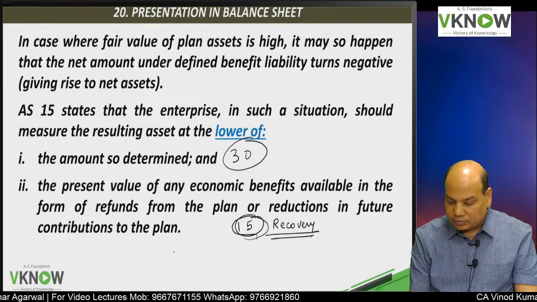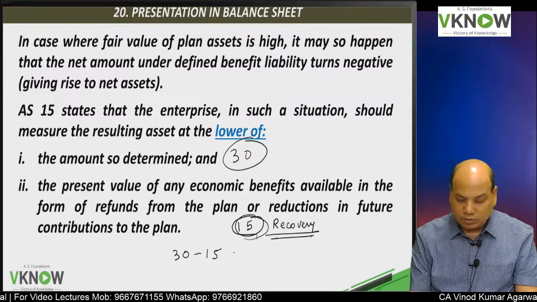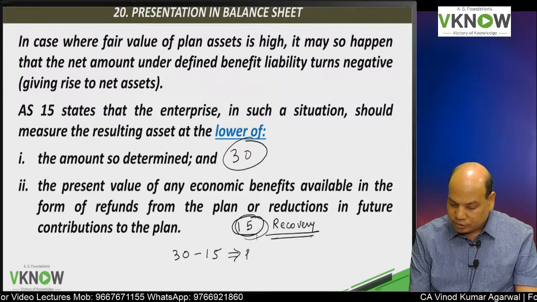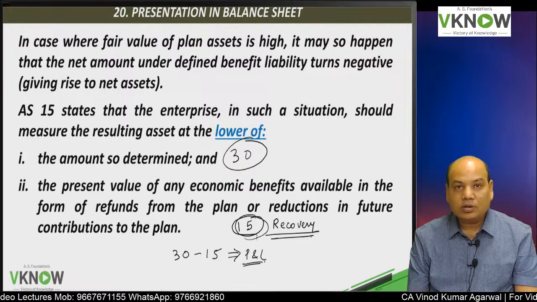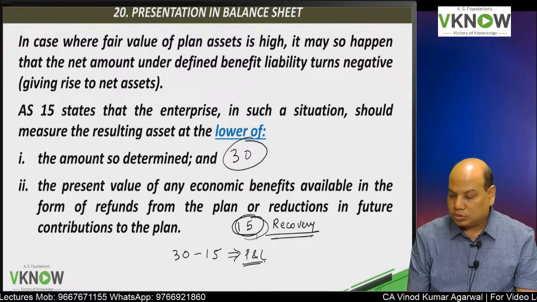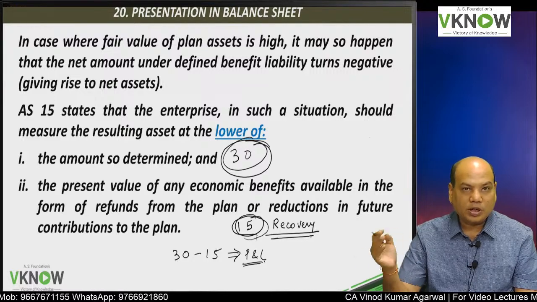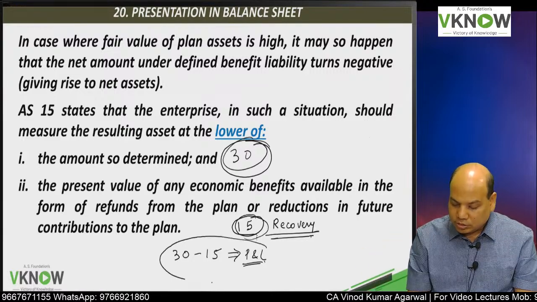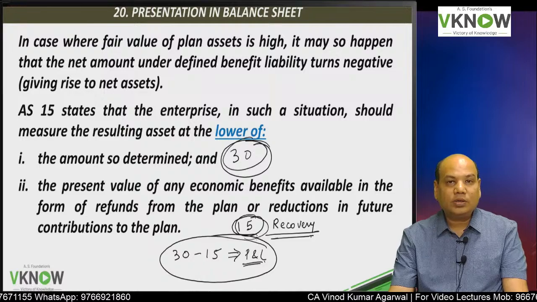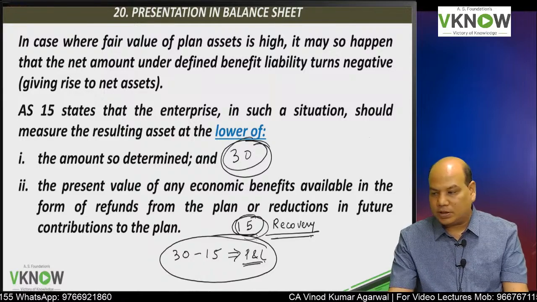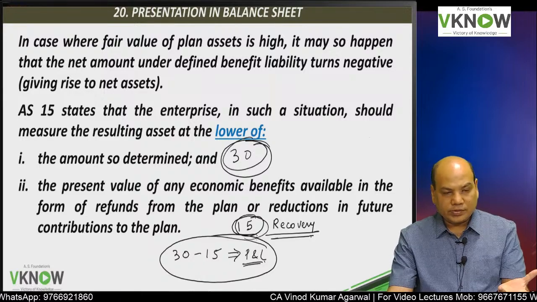Difference between 30 and 15 recovery will be transferred to profit and loss account. So extra amount will be written off in P&L account. Extra amount will be recorded in P&L account as an expense. Logic is simple.